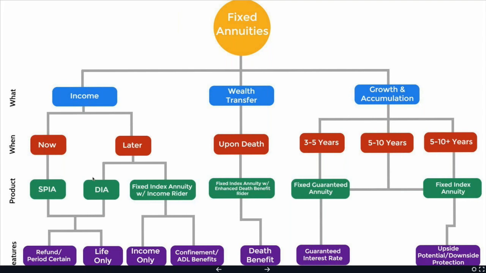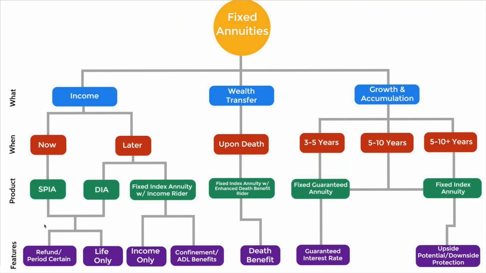Going back over to the income side, immediate annuities have the opportunity to provide immediate income. So this is your SPIA and your DIA. And then it can either provide income for life, or it can provide income for life plus a death benefit. And that's what's meant by refund in period certain. And those, again, are just cues. We're going to jump in to look at what are some talking points on all of this.